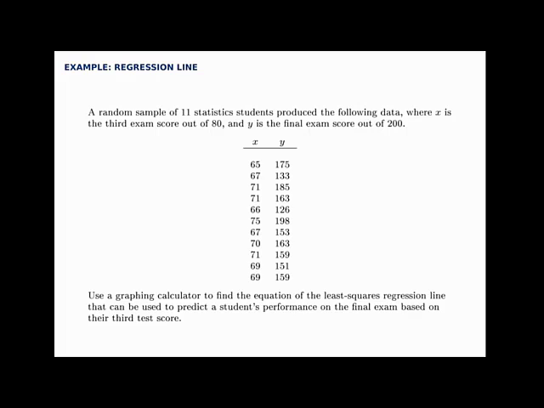A random sample of 11 statistics students produced the following data, where X is the third exam score out of 80, and Y is the final exam score out of 200. Here we'll use a graphing calculator to find the equation of the least squares regression line, so that we can predict the final exam performance, which is Y, based on the third test score, which is X.